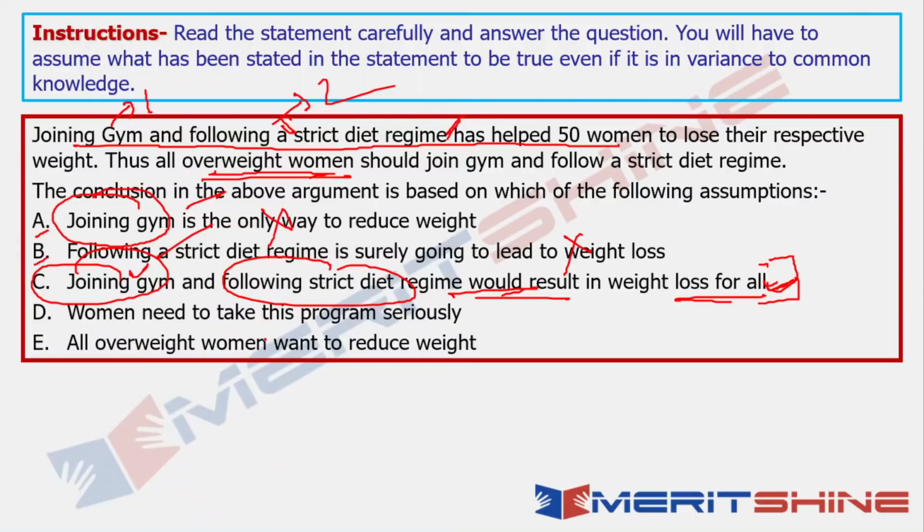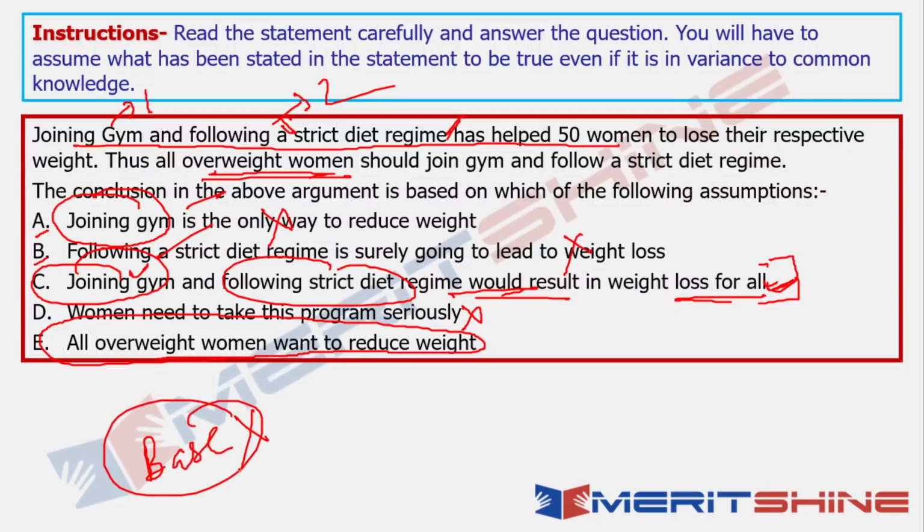Bas, that's it. Women need to take this program seriously, irrelevant. All overweight women want to reduce weight. Now, what did I say? That if I negate the base, if I destroy the base, the argument would also be destroyed. So, here we have two options, option C and option E. Let us negate each one of them.